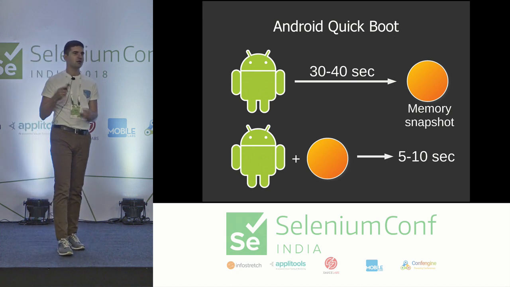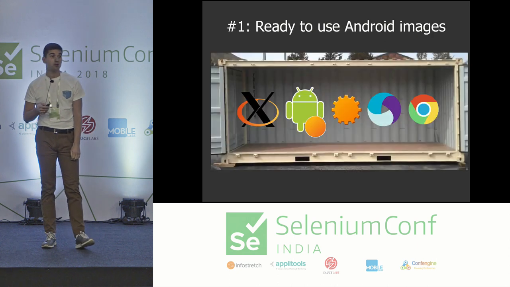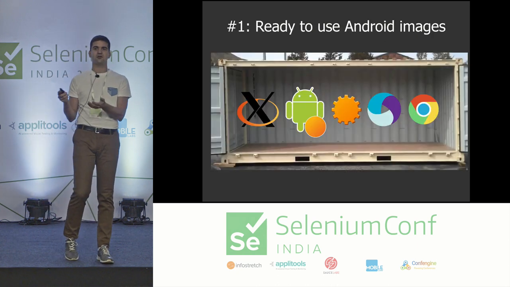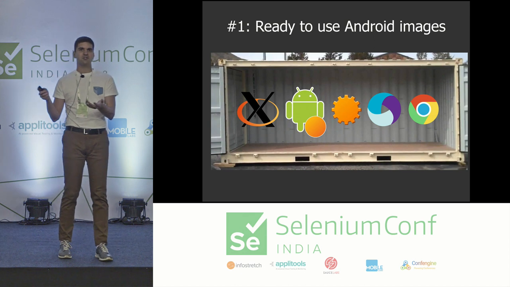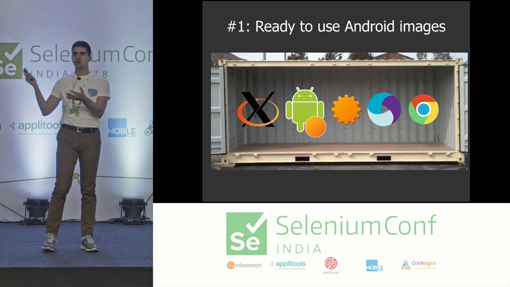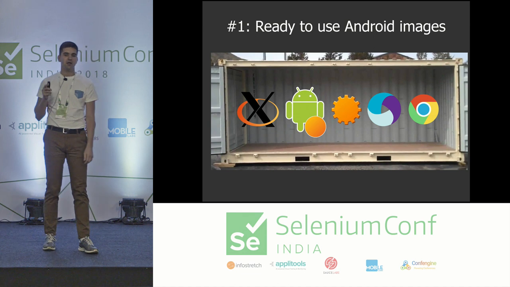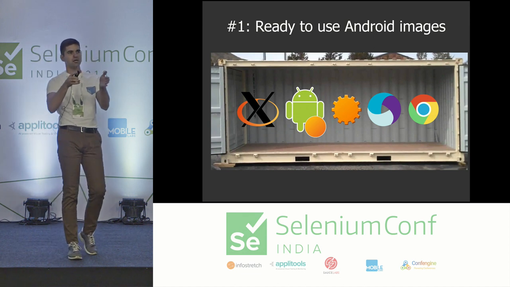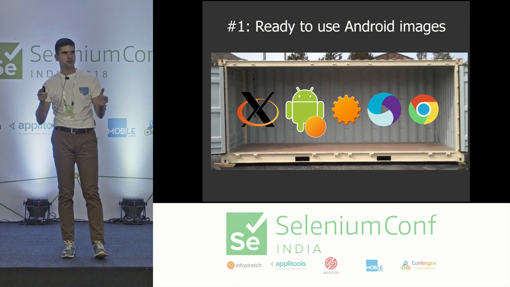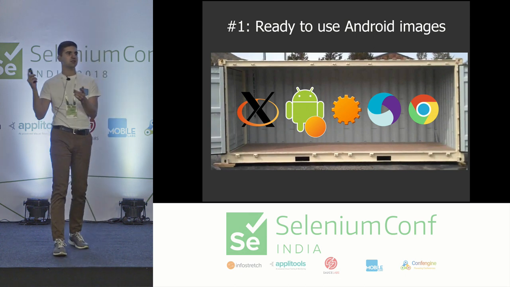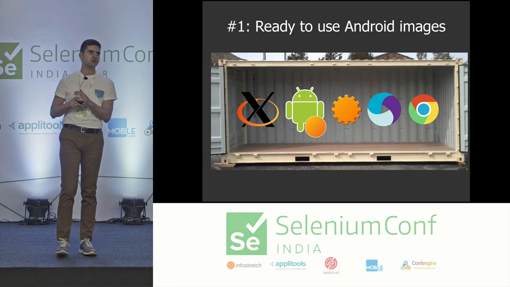So we now have all the major Android issues resolved, and let's now build an Android cluster from ready-to-use pieces. First of all, we need the images with Android emulators. We don't want you to waste your time creating your own images, so we provide a set of ready-to-use images for different Android versions. Every image includes a headless X server, an Android emulator configured to use exactly one Android version, an ADB instance, an Appium instance to be compatible with Selenium protocol, optionally a Chrome driver to be used for mobile web testing, and an Android Quick Boot snapshot.